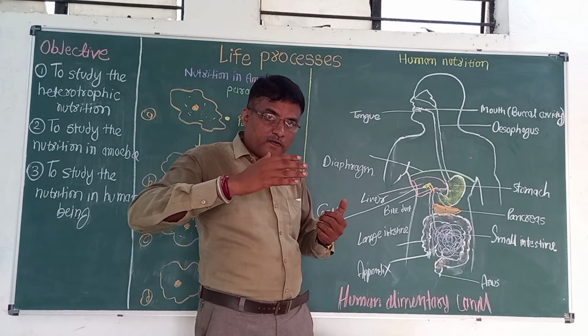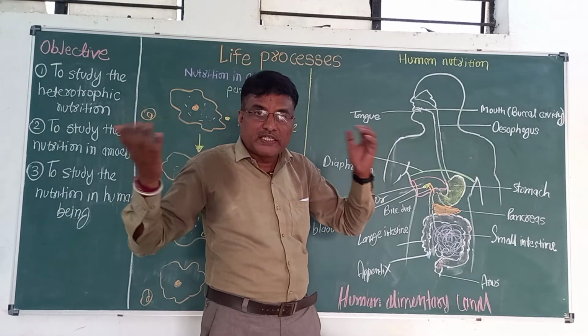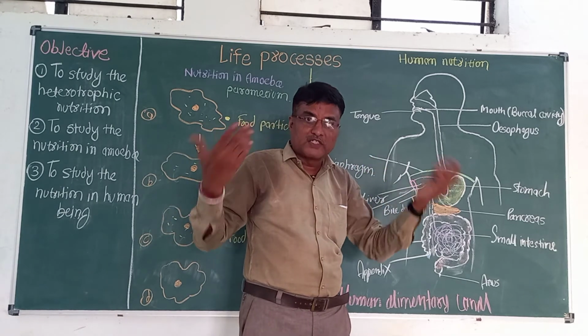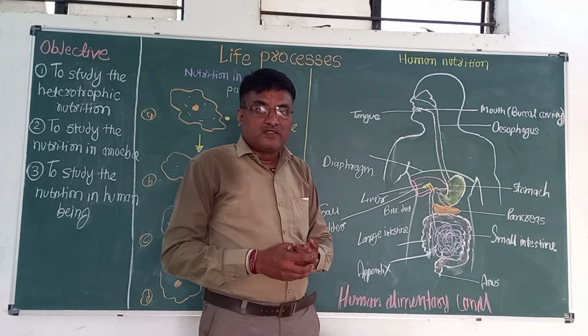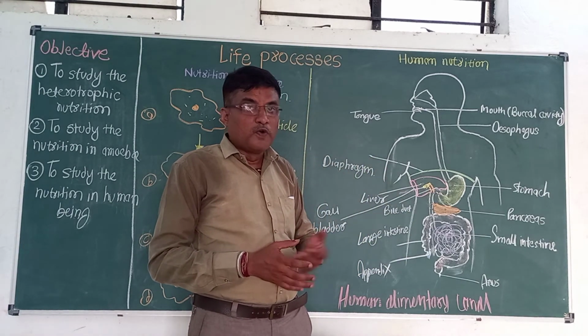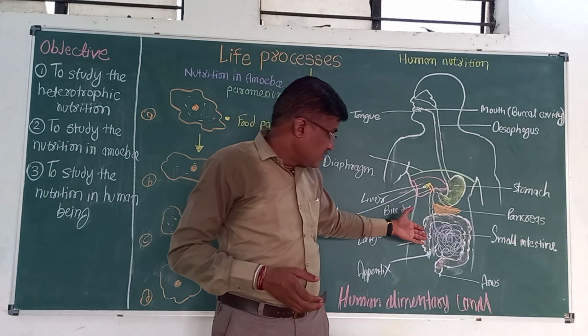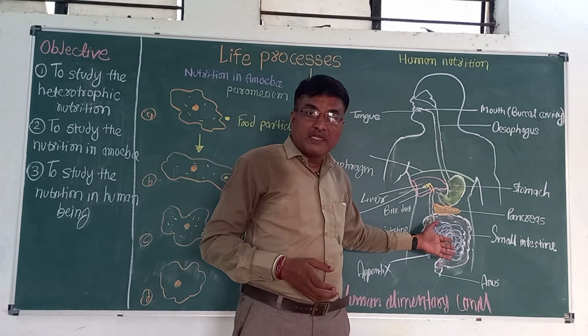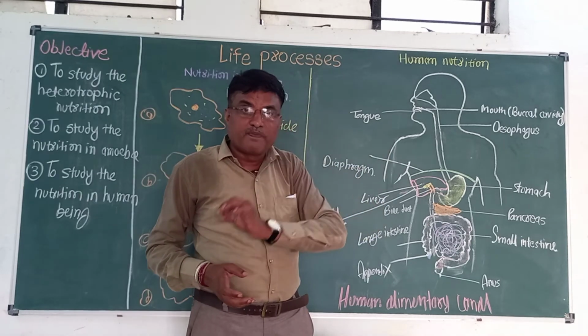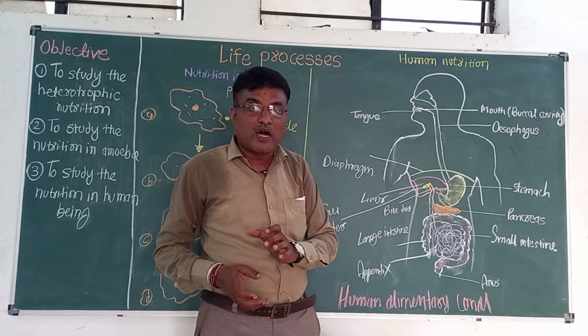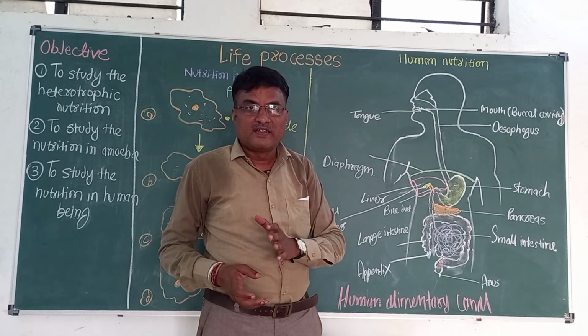And when the food comes into the blood, it reaches each and every part of the body through the blood circulation. The food we take is absorbed in the small intestine, but it goes to each and every cell of the body. How? Through the blood.